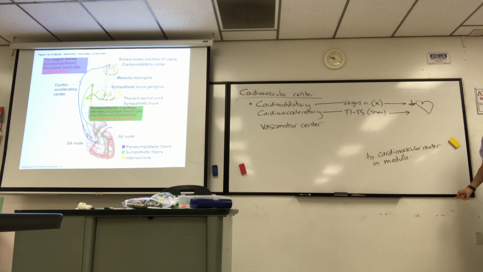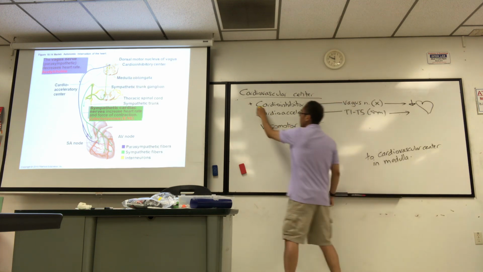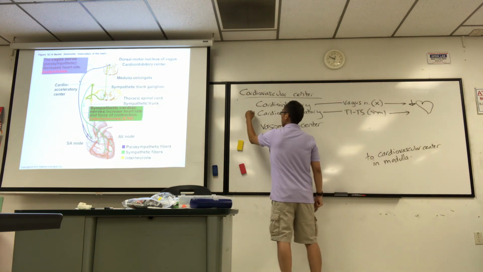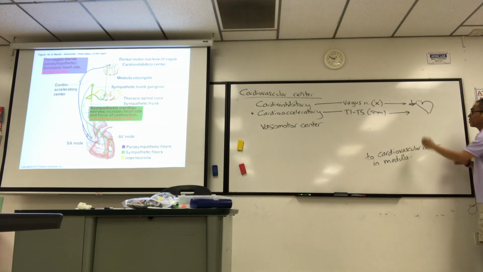But then, if blood pressure drops and you want to raise it, you want to turn on the other center and turn off the other center. Cardio-acceleratory center is supposed to jump your heart rate, increase the contractility, increase the heart rate, increase the cardiac output. So they have opposing effects. The heart has dual innervation.